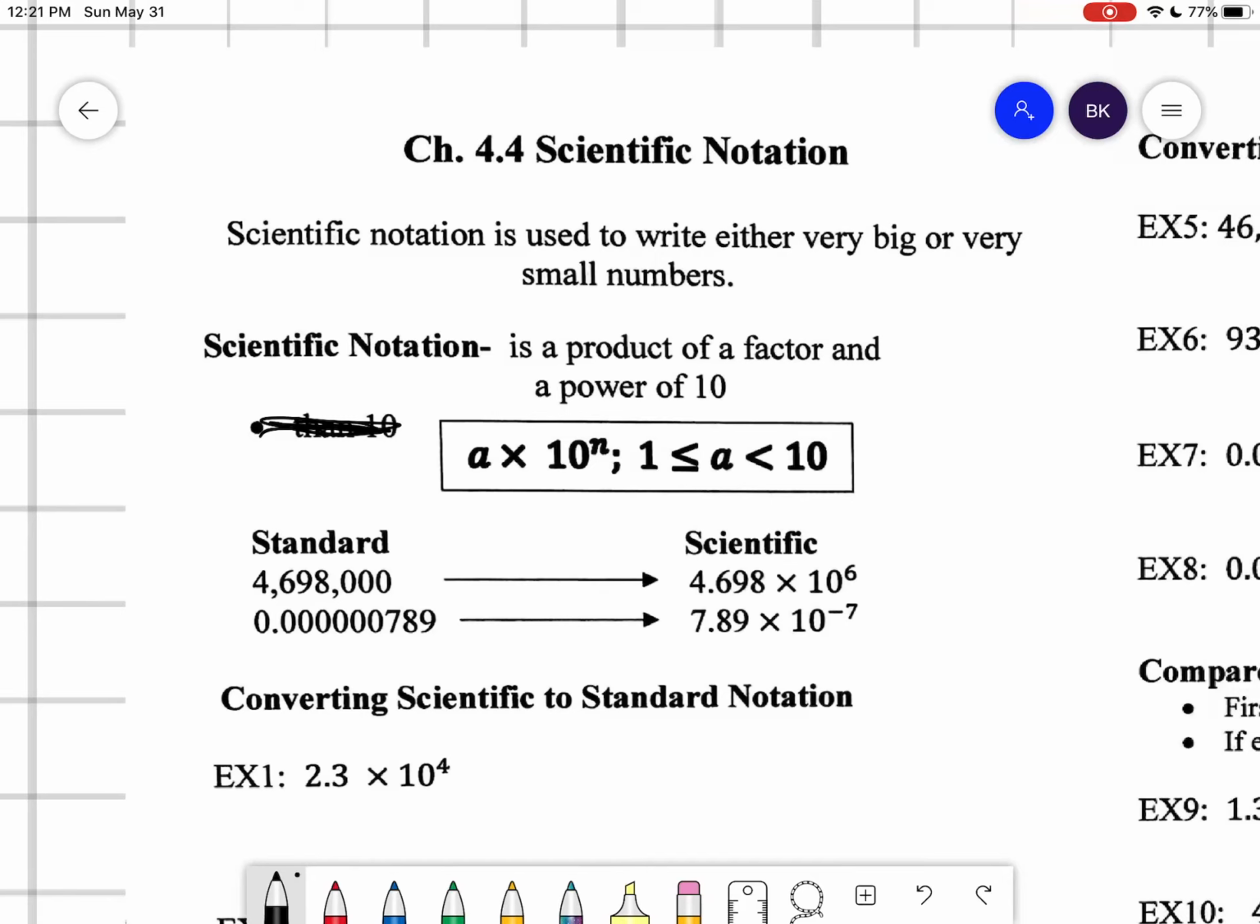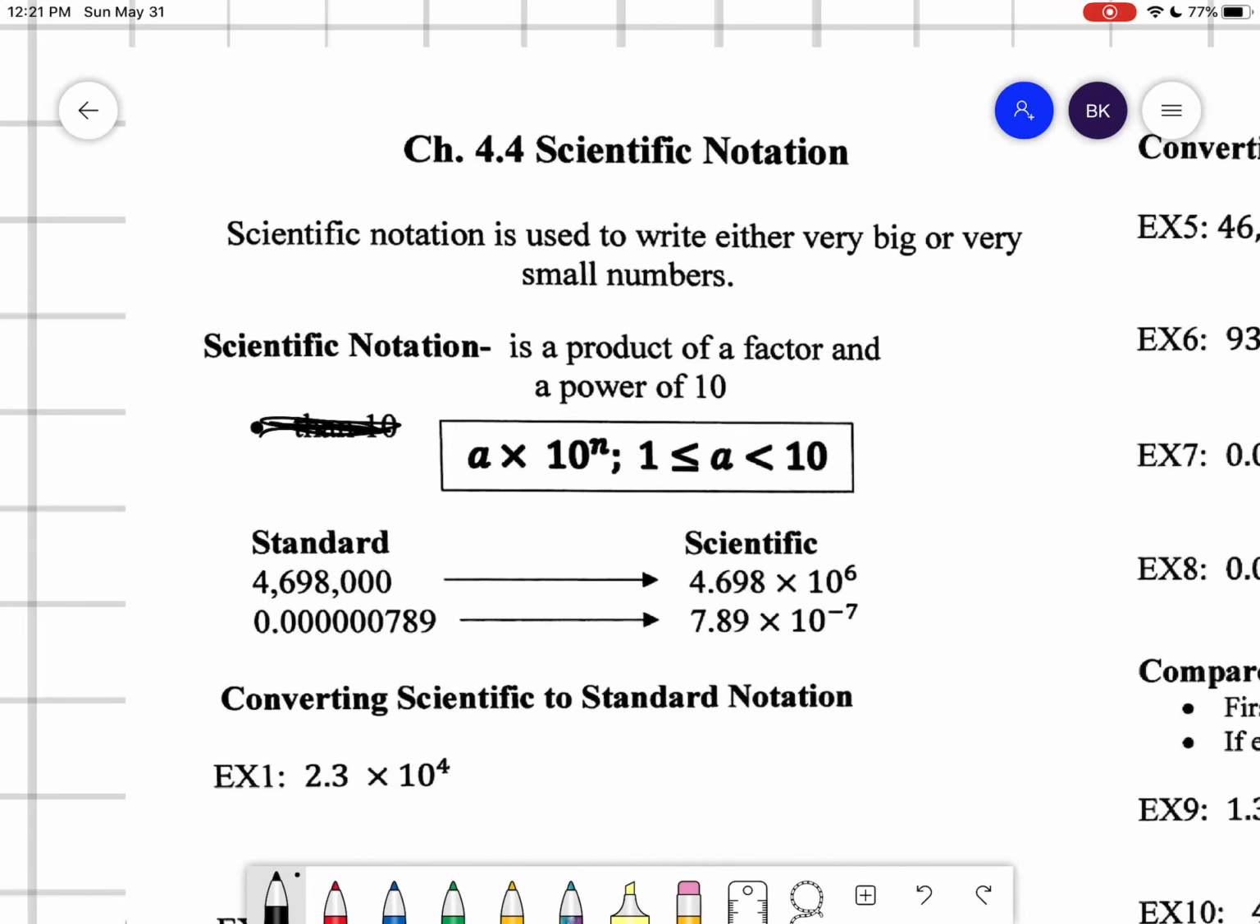Now there is a requirement for the factor in scientific notation. It's like a limitation. The factor in scientific notation has to be greater than or equal to 1, but less than 10. So a factor, a number, times 10 raised to a certain power, right? So that number has to be either greater than or equal to 1, but less than 10. So make sure when we write numbers in scientific notation, it satisfies this requirement.